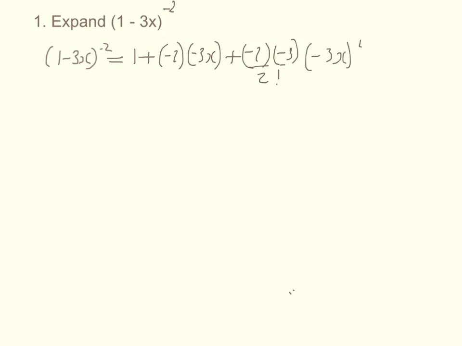Okay, next term will be n minus 1, n minus 2 over 3 factorial times minus 3x cubed. Okay. Now, obviously there are more terms, but I'm going to stop there and simplify them.